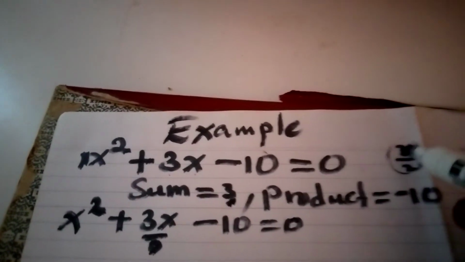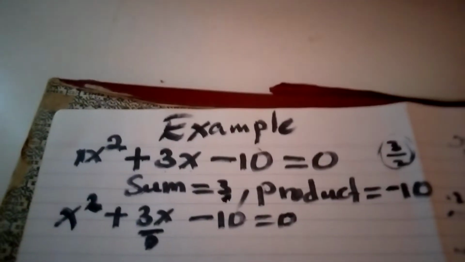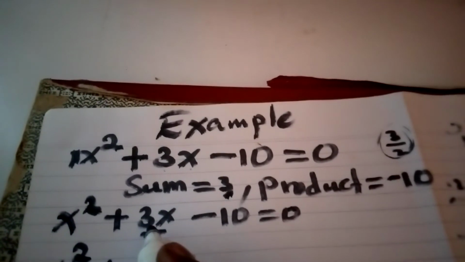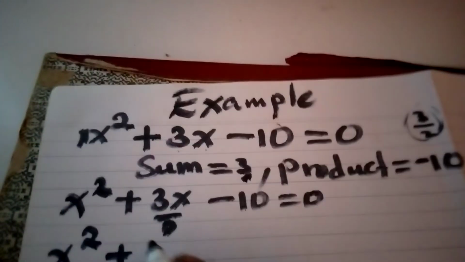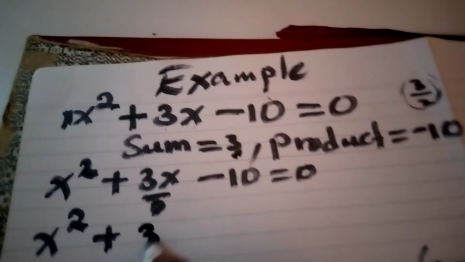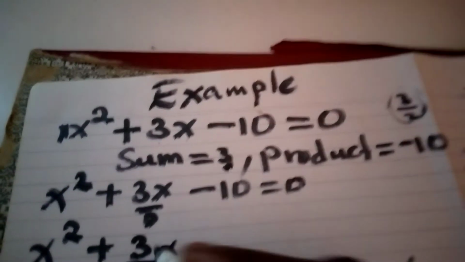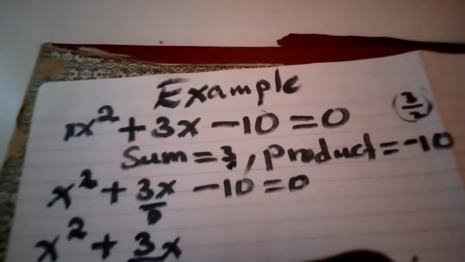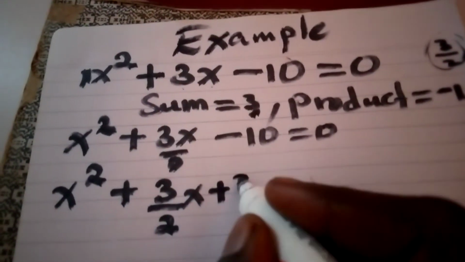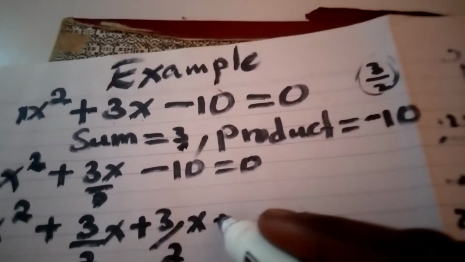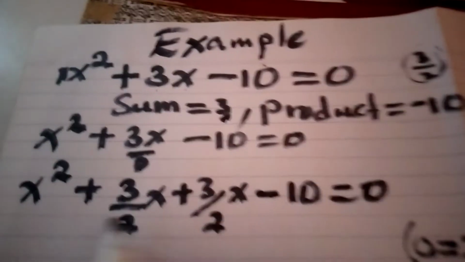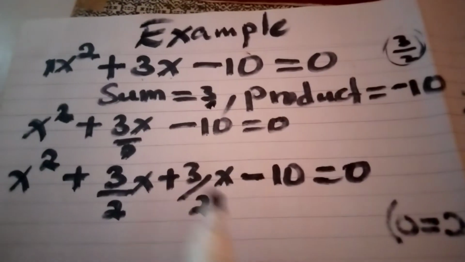Then after dividing by 2, you add the two halves. So we shall have x squared plus, get the half of the sum by dividing by 2, so we shall have 3 over 2 x. Again, after getting the half of the sum, add that very half of the sum to what you have written here. So you had plus 3 over 2 x, then minus 10 is equal to 0. Now when you add the two halves together, you will go back to 3x. So there is no different thing from here.